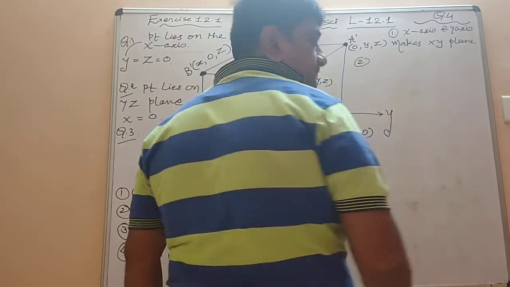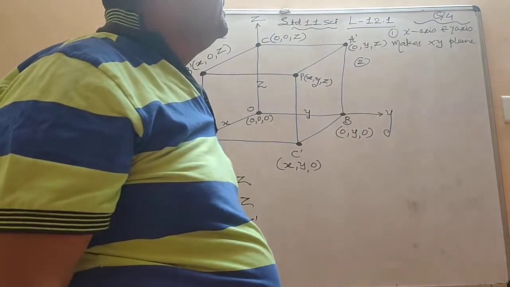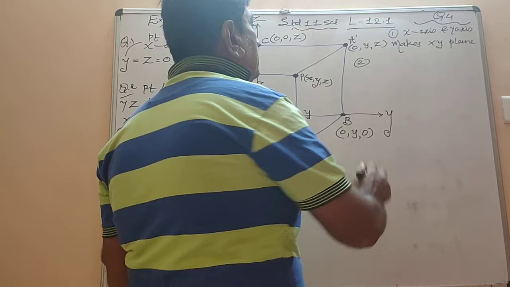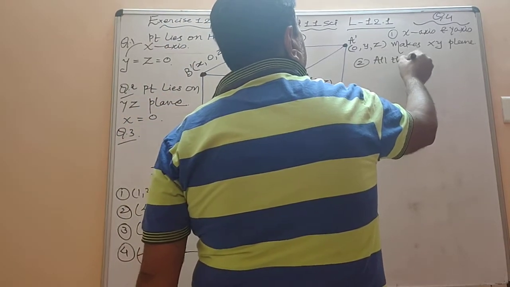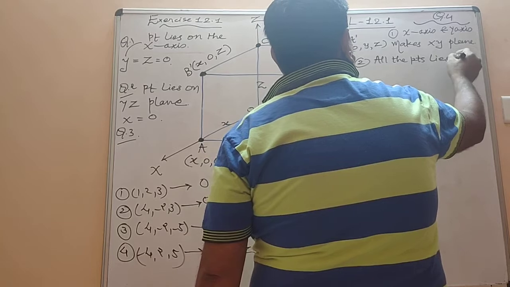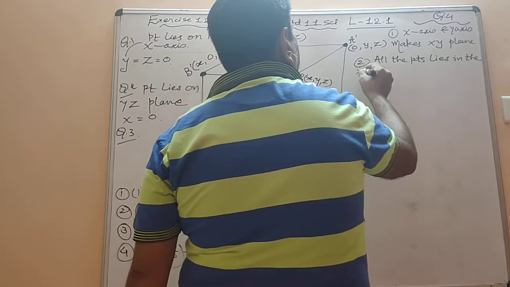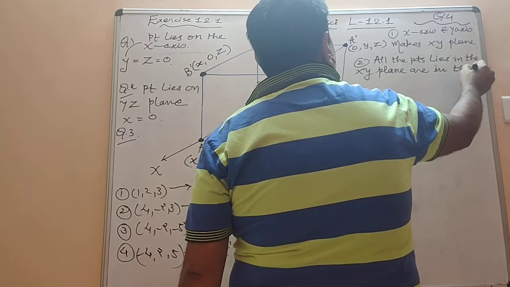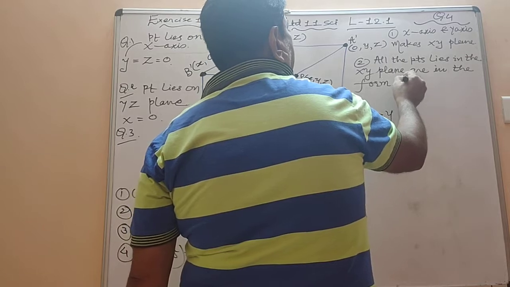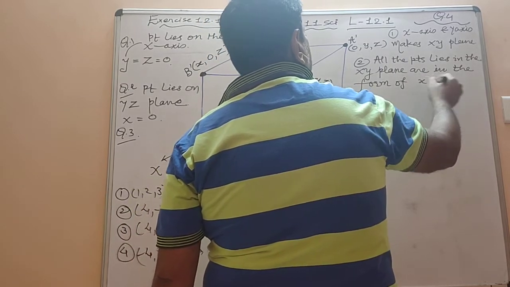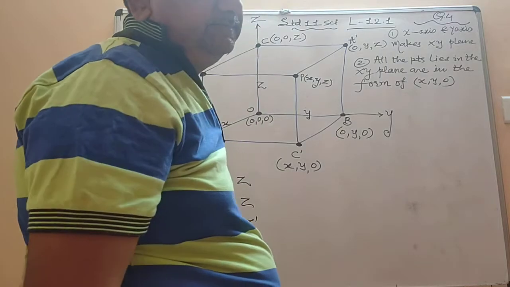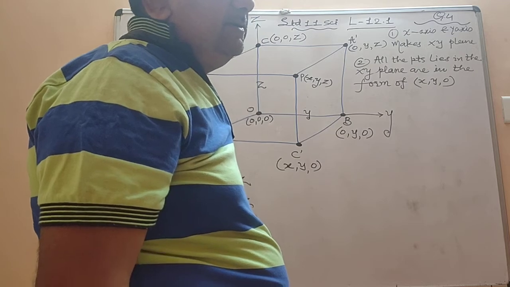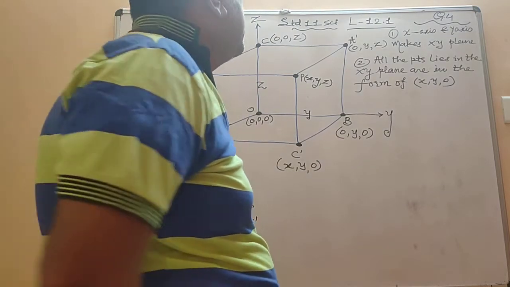Second, all the points lying in xy plane are in which form? So all the points lying in the xy plane are in the form of x, y, 0. Now, coordinate planes.